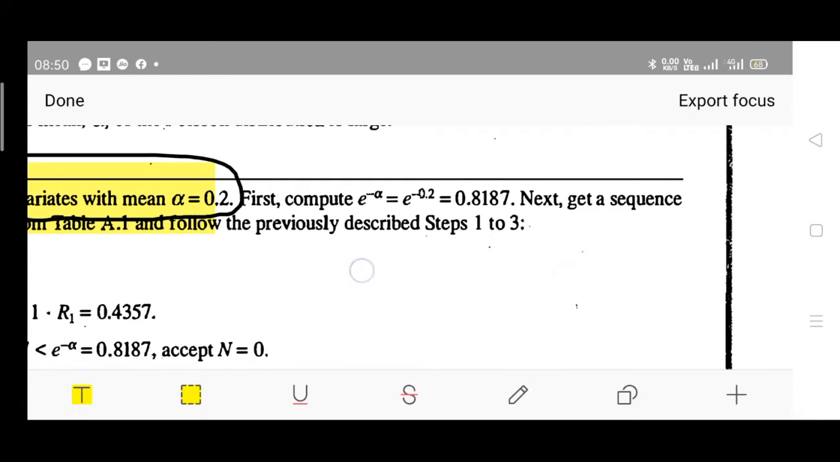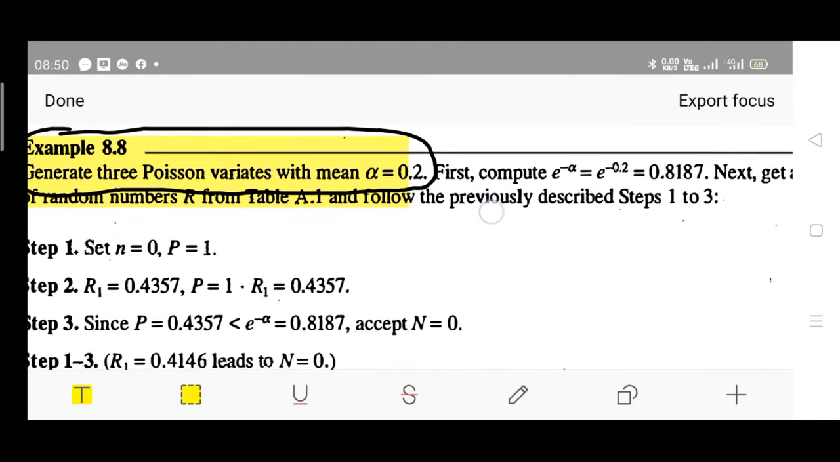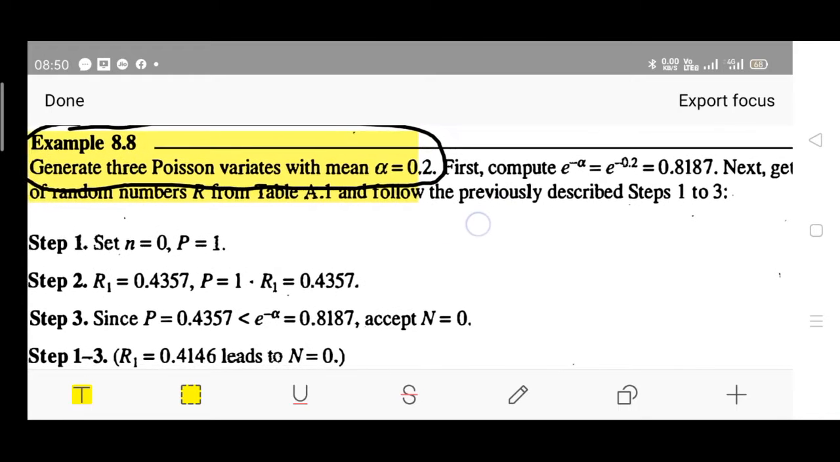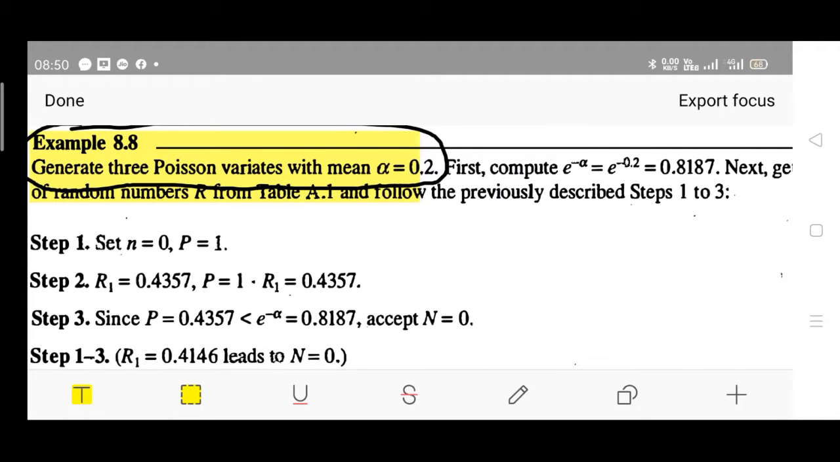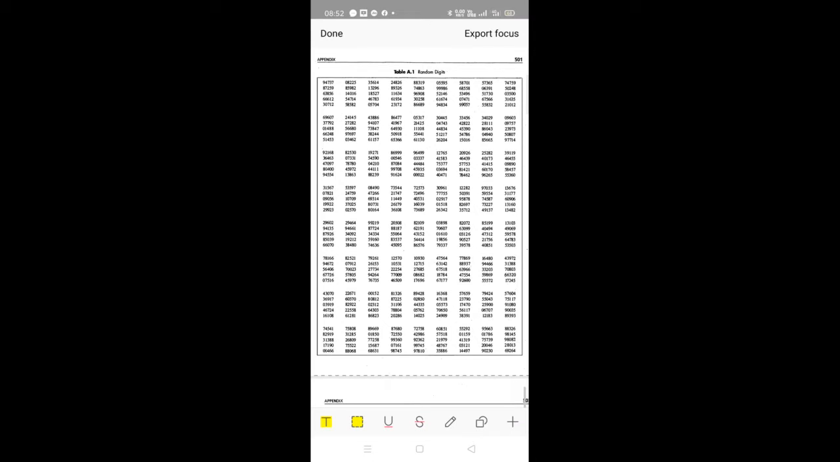Next, get a sequence of random numbers r from table A1. A is the appendix, appendix 1 is the chart. So this is table A1, which is under the appendix section. They are referring to this chart to get the random numbers. No need to worry, the random number values will be given there.